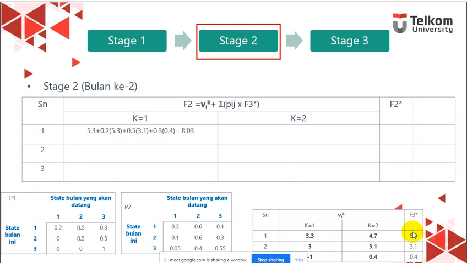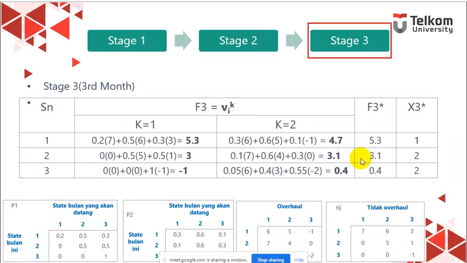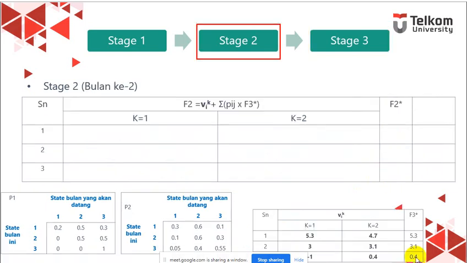Okay, so we are using this optimum number. So let's remember again that in dynamic programming, we are always using the best one. Yeah. So 5.3, 3.1, and 0.4. Okay, so focusing on the number here, the K1 will be 5.3 plus 0.2 multiplied by 5.3, 0.5 multiplied by 3.1, and 0.3 multiplied by 0.4.